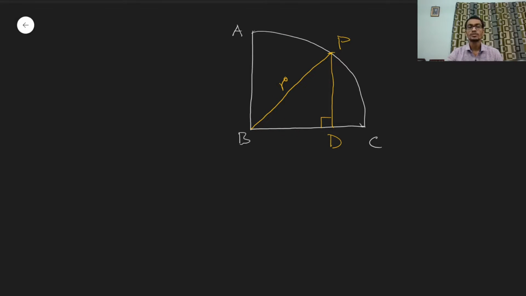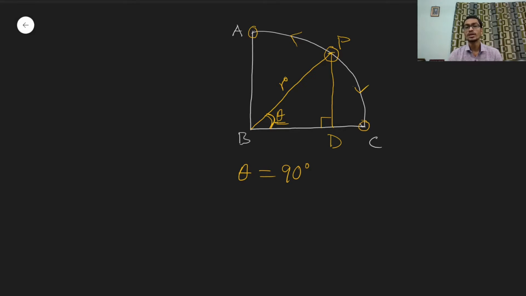Now you can easily observe, if the point P moves towards C, then the angle theta decreases, and if the point P moves towards A, then the angle theta will increase. When P reaches the point C, then the angle theta will be 0 degree. And in a similar manner, if the point P reaches A, then the angle theta will be equal to 90 degree. Okay, I hope you understand.